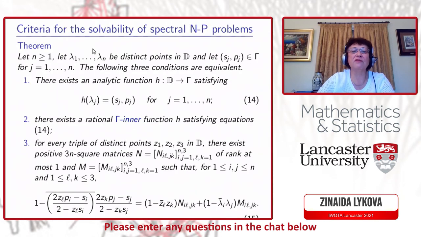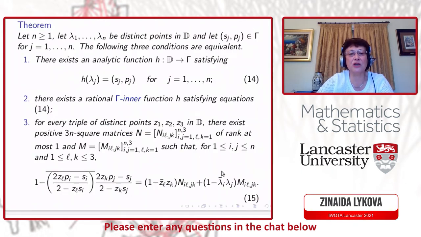And the criterion for solvability of the spectral Nevanlinna-Pick problem is the following. If we reduce to an analytic function from Z to gamma, then for any distinct points in the disk and Sj, Pj, which are the trace and determinant of given Wj, this function exists if and only if there is a rational gamma-inner function which satisfies the same interpolation problem. But the most important thing right now for us is that for every distinct points z1, z2, z3 in Z, there exists a positive 3n square matrix N of rank at most 1, and M, such that this equation is satisfied.